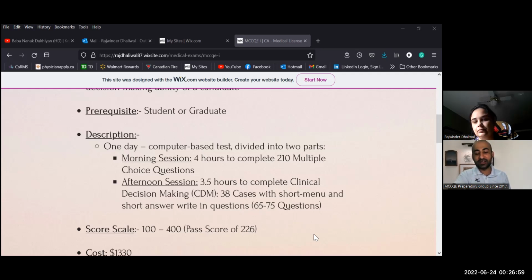That would cost you another $1,375. So roughly $1,850 to $1,900 Canadian dollars is what is going to cost you to write MCCQE Part 1. That is just plain and simple.